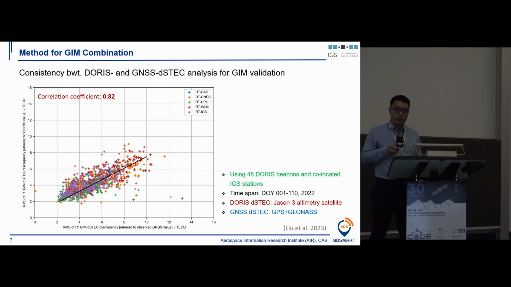correlated IGS stations. In this analysis, only the near real-time DORIS observation data from the Jason-3 satellite are used. We can see from here the consistency between the two analysis methods can reach 0.8, which convinces us that our DORIS-dSTEC analysis can be used for the following IGS GIM combination.